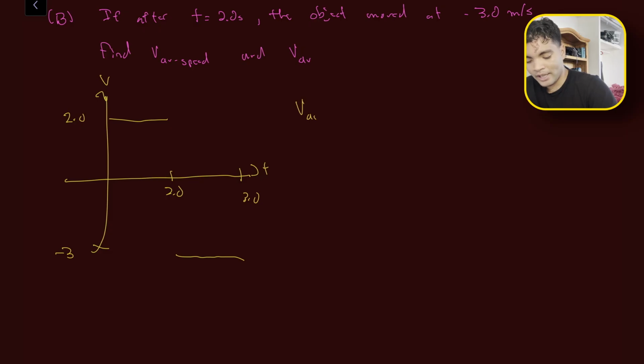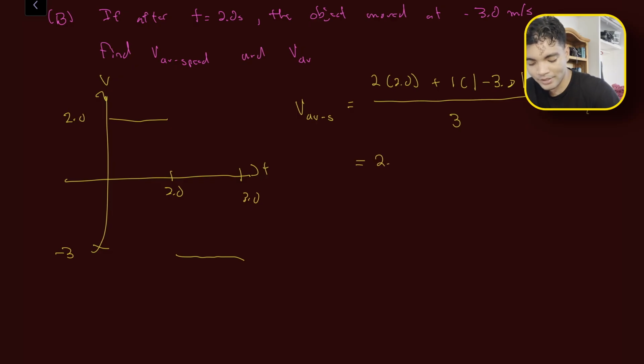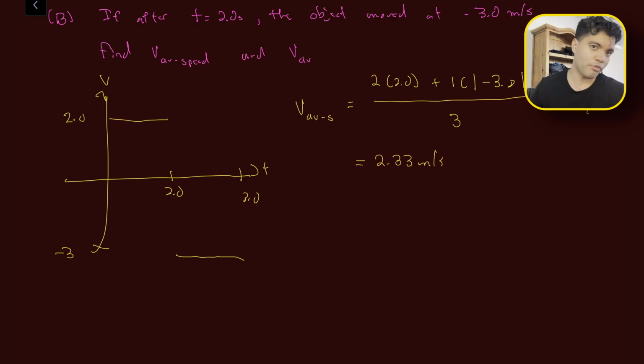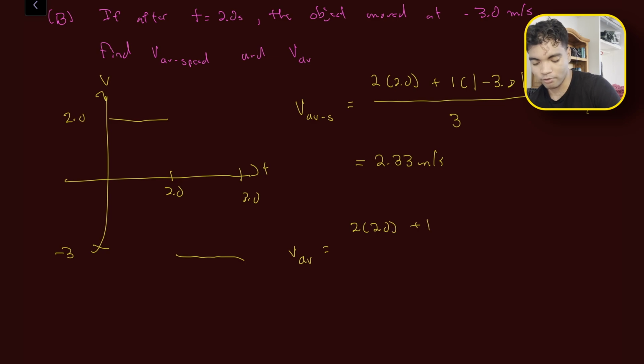I'm going to calculate the average speed first. That's going to be 2 instances of 2.0 meters per second plus 1 instance of the magnitude of the velocity for the last second, which is the magnitude of negative 3, divided by the total time. It's going to give you the same thing, 4 plus 3 divided by 3. The average speed is going to be the same, 2.33 meters per second. Of course, the answer changes when we calculate the average velocity, which is 2 instances of 2.0 meters per second plus 1 instance of negative 3.0 meters per second divided by the total time, which is going to equal 4 minus 3 divided by 3, which is equal to 0.33 meters per second.